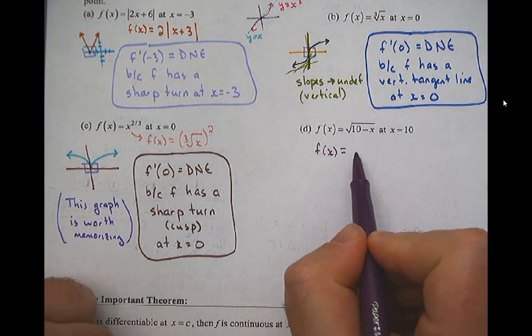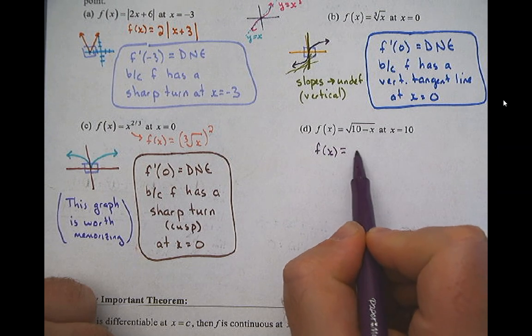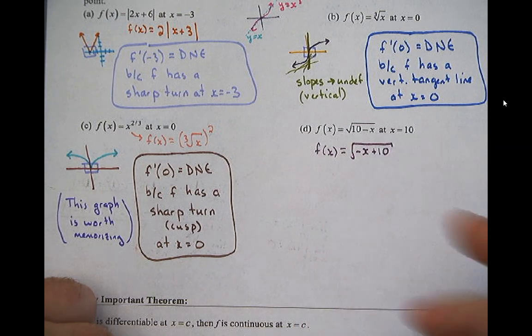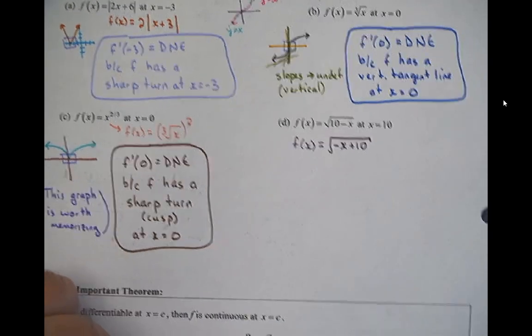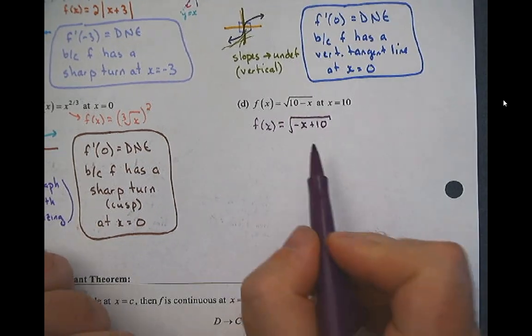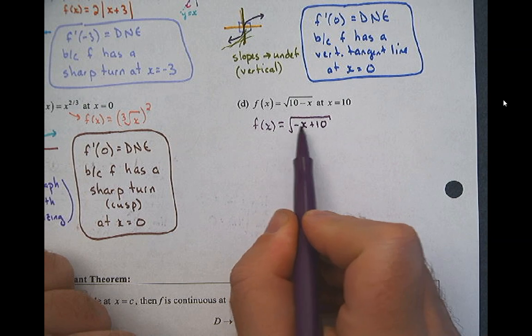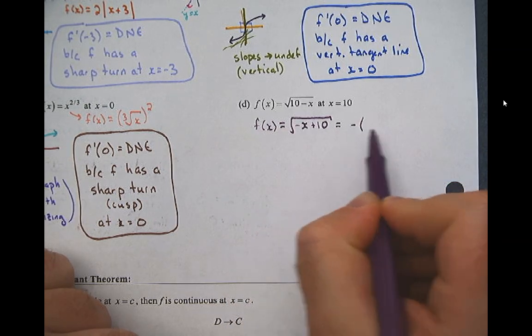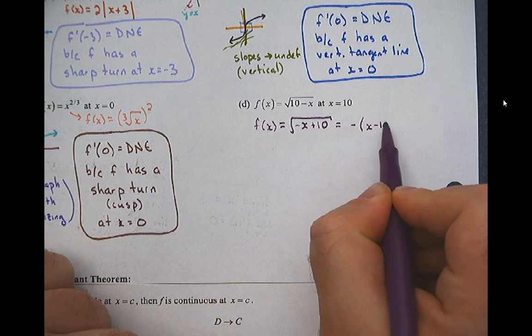Well, the first thing I would do is flip these around. I wouldn't like the x. So I'm going to take the negative x and put it out in front of the 10. The next thing I'm going to think about is, I'm not supposed to have a negative in front of this, so I'm going to factor that negative out. That's going to leave behind x subtract 10.